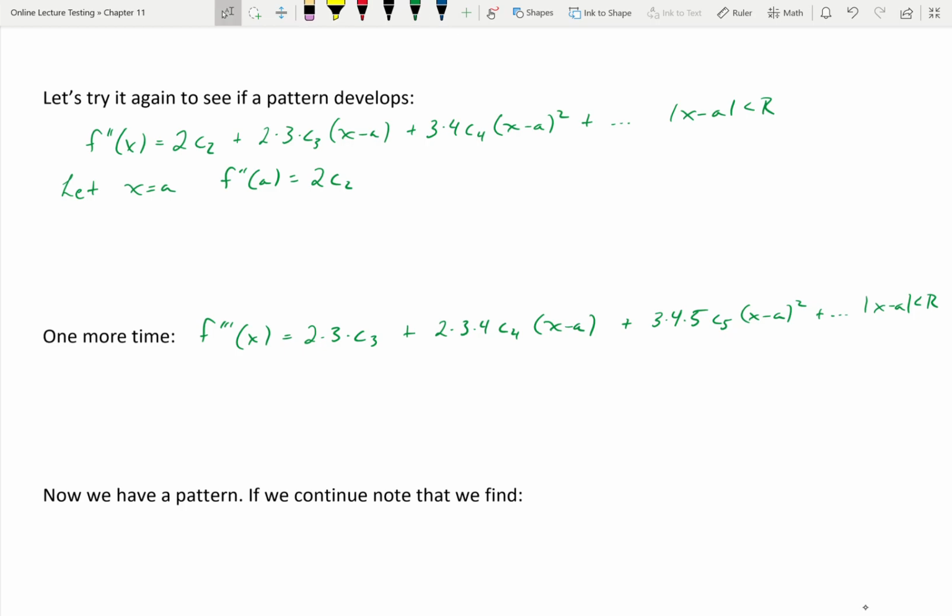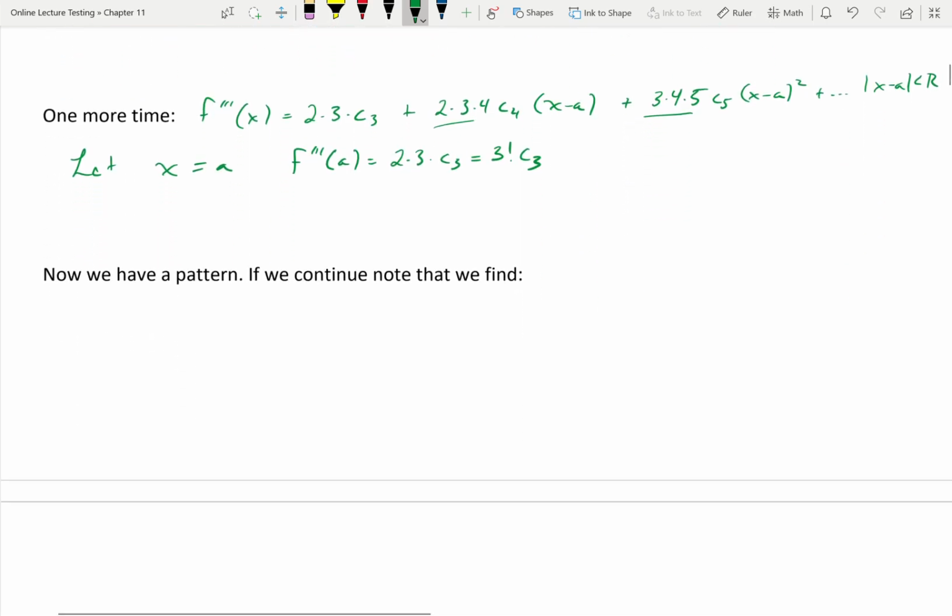Again, maintaining that the radius of convergence stays the same for each one of these. Well, if we let x equal a again, we get f triple prime of a is equal to 2 times 3 times c3. Another way that we could rewrite this, and this is going to lead us into seeing the pattern, is 3 factorial c3. And notice the next preceding values as we continue to take derivatives. This will be 4 factorial. This one here will become 5 factorial and so forth. So the more derivatives that we take, this pattern is going to continue.